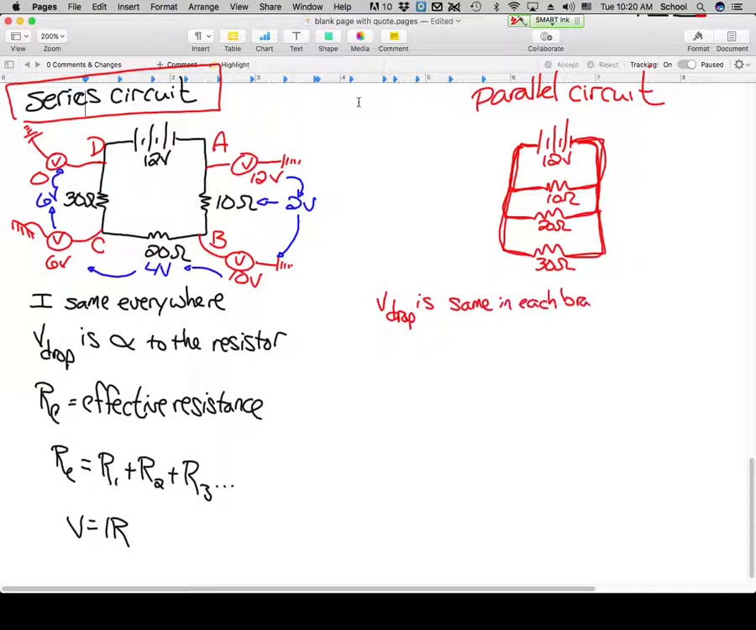Total voltage. Yeah, so the voltage drop is going to be the same in each branch, and that's going to equal the total voltage. Because I'm going to lose all 12 going through each resistor. Now, last time the voltage drop was proportional to the resistor, but here the current is going to be inversely proportional to the resistance. So the big resistor will have a small current, and the smallest resistor will have the biggest current.